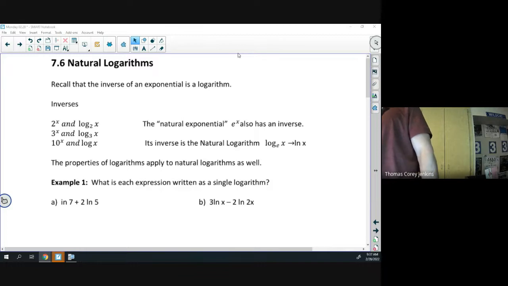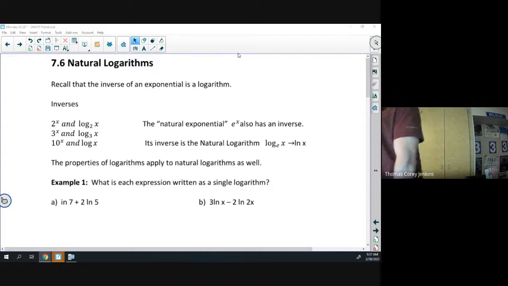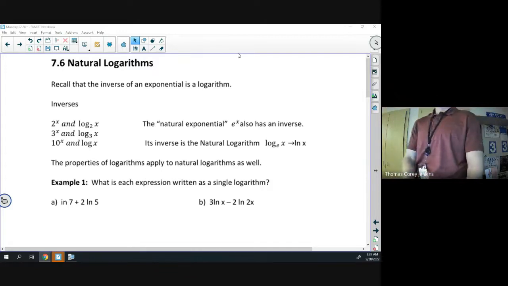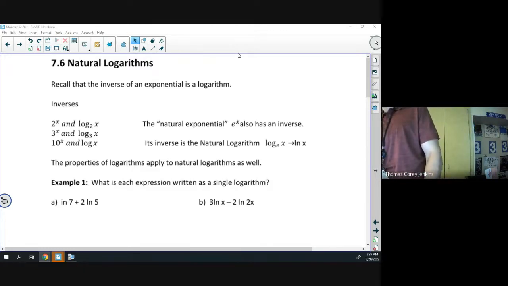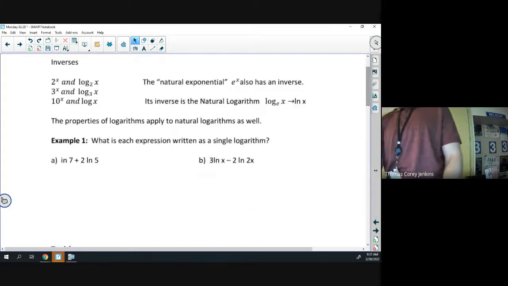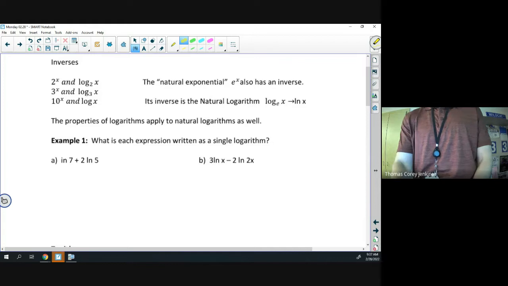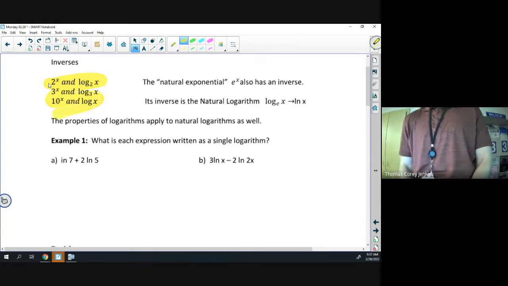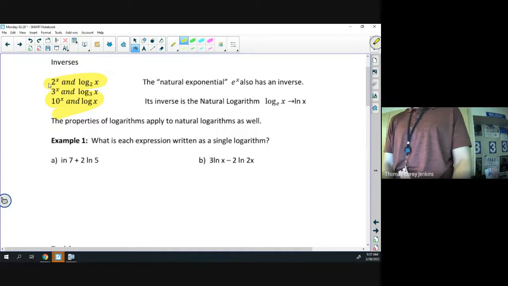All right. So anyway, 7.6 natural logarithms. This is really just an extension of what we've been doing as far as our logarithmic and exponential equations. It's just dealing with a new base. So just some things, hopefully, that you're aware of at this point. Just some inverse relationships. So like 2 to the x and log base 2 of x are inverses, and then you see a few other examples.